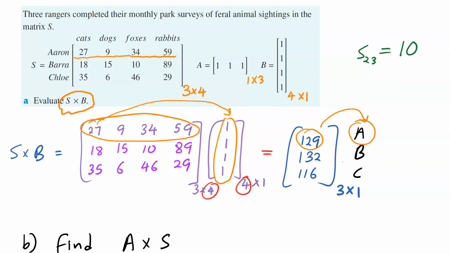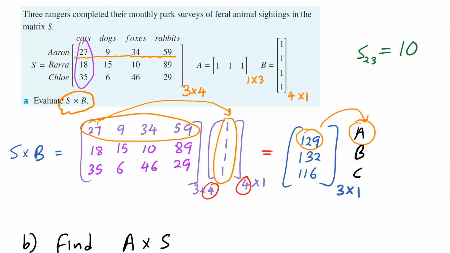How about if you were to calculate the total number of animals for each type? Let's say the cats, dogs, foxes and rabbits. Obviously it's clear because you can add each of these numbers down the column. How do we use matrix multiplication to do that? Well, I have the matrix A. If you carefully look, I multiply S by B, so S is in the front to produce that particular 3 by 1 matrix.